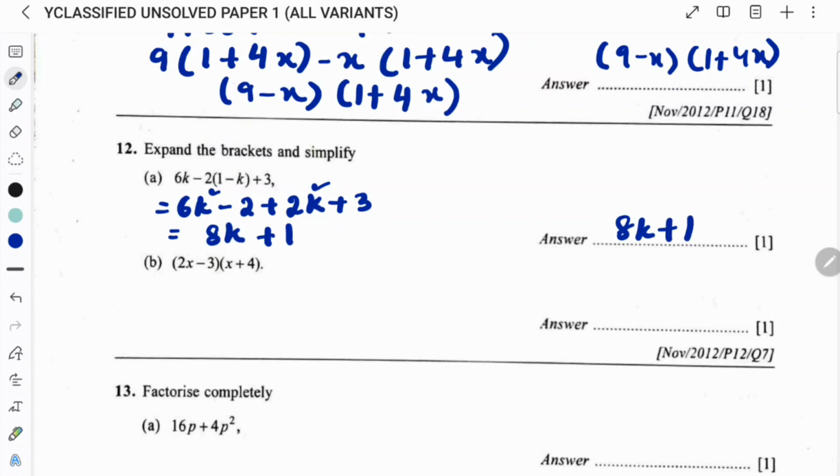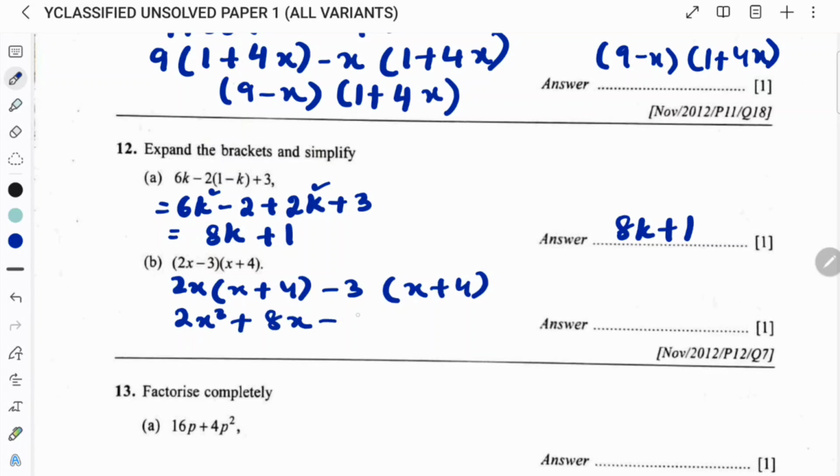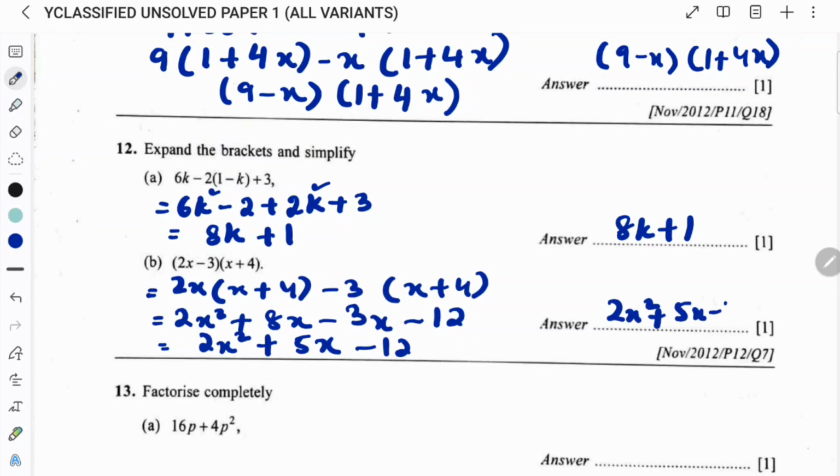Now these two brackets we'll have to multiply in part B. 2x times x plus 4, and minus 3 also multiplying with x plus 4. 2x square, 2 4s are 8x minus 3x minus 12. So we have 2x square, 8x minus 3x is 5x, plus 5x and then minus 12. So write your answer, 2x square plus 5x minus 12.